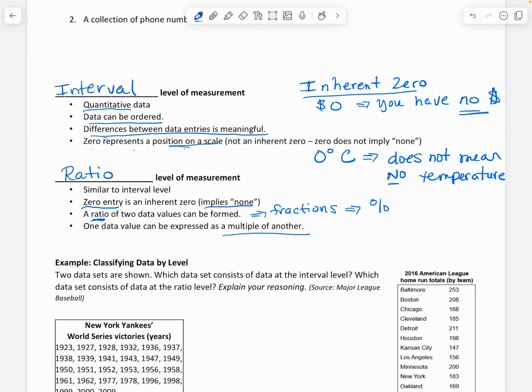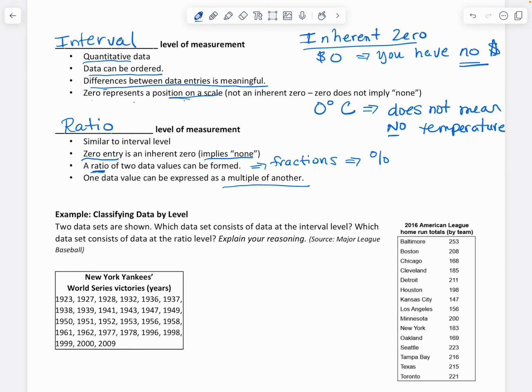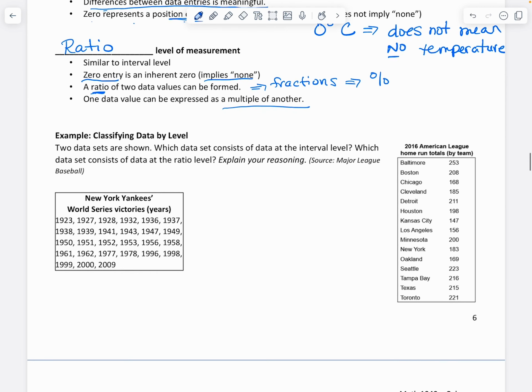So an inherent 0 means you have no money, you have nothing. That 0 really means something. Versus 0 degrees, yes, it's on the scale. It means that it's cold outside, but it does not mean there's no temperature. There, in fact, is temperature. And we'll talk more about that as the course progresses.